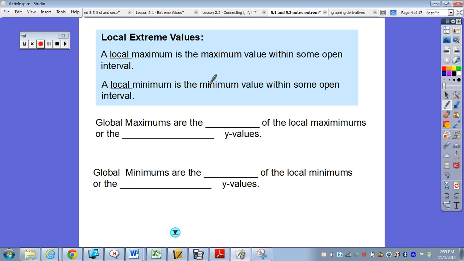So local extrema, also called relative extrema, which is on your paper. A local max or a relative max is the maximum value within some open interval, which means it's the highest value in the area of a function. And a local min is a minimum value within some open interval. And then just to review again, the global max is the highest of the local maxes, or the highest y values. And the global min is the lowest of the local mins, or the lowest y values.